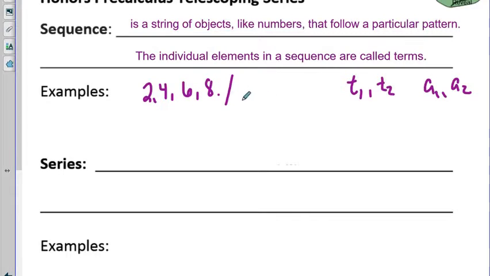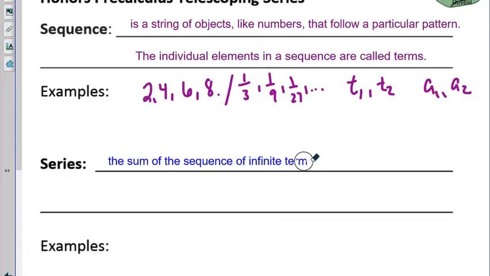Another example might be a third, a ninth, 27th, dot, dot, dot. So a sequence is a string of numbers. A series then is the sum of the sequence of infinite terms. Okay, so it's just adding up all the numbers together.